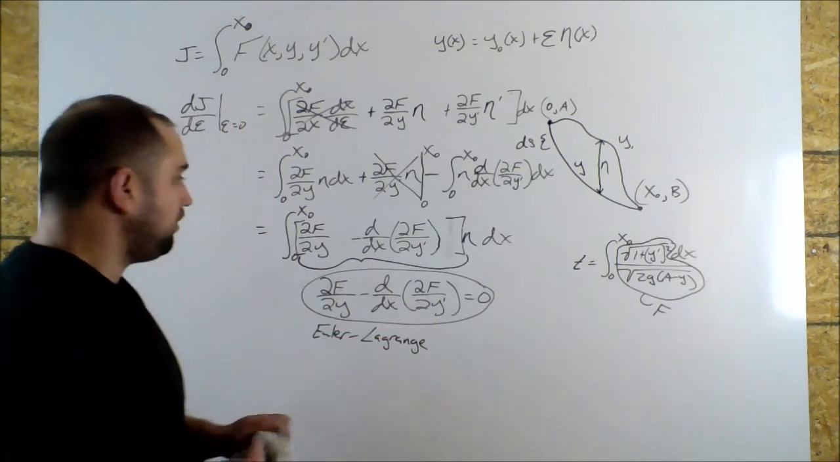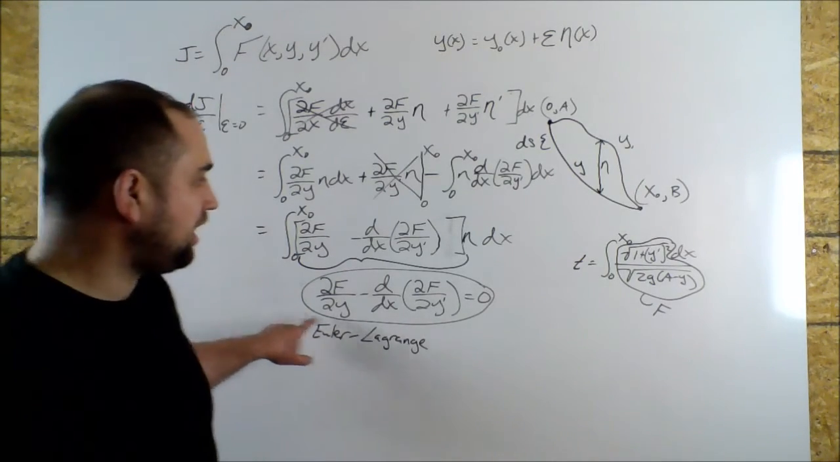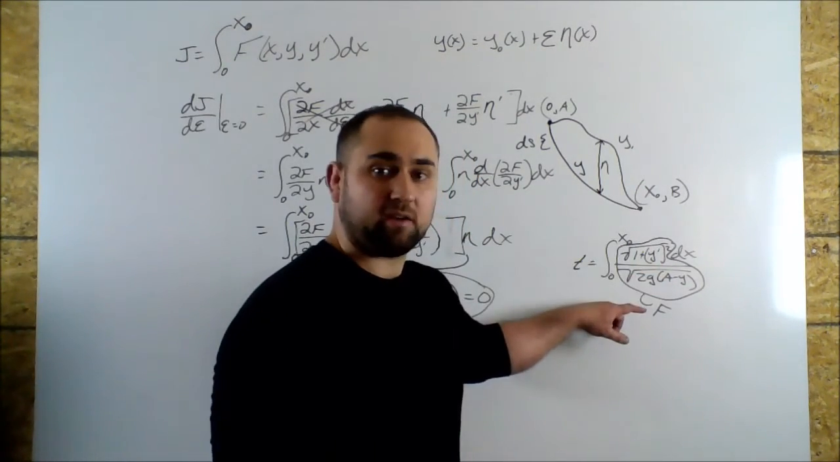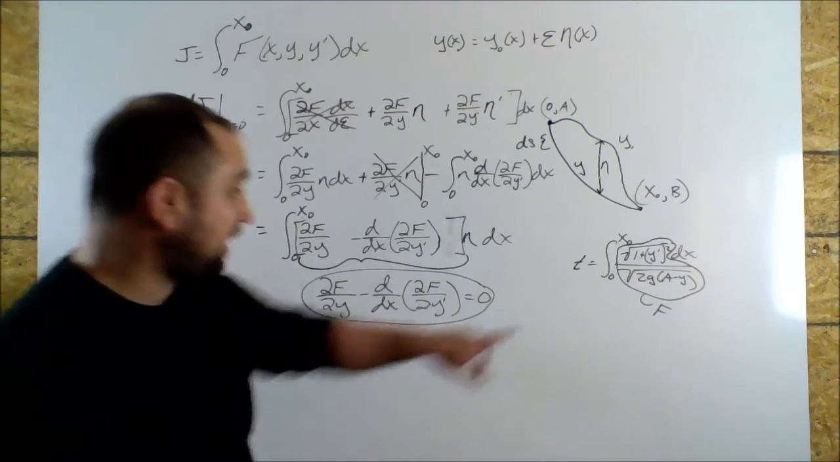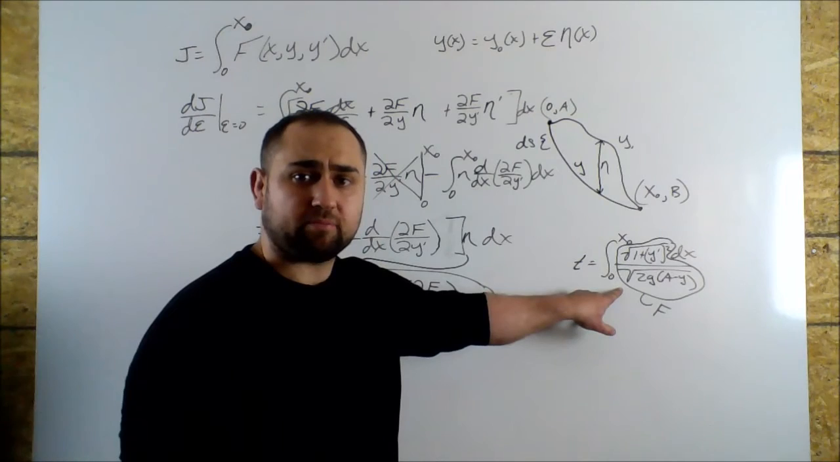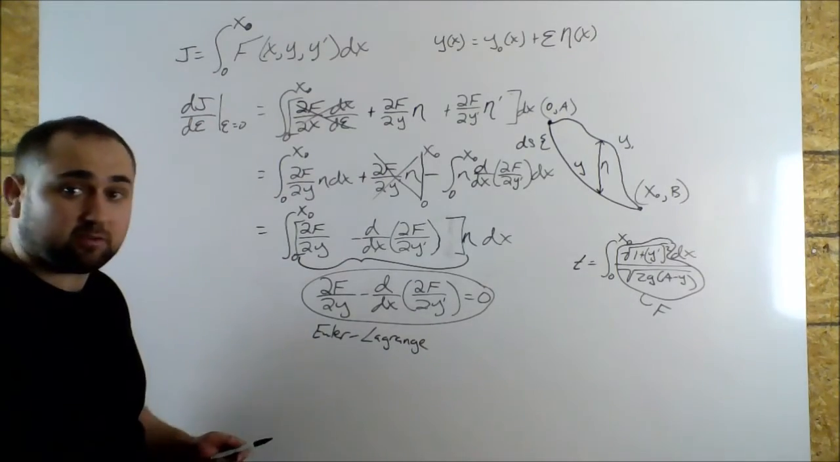Now, this is actually fairly complicated to apply to this type of integrand. There's an easier process for this type of integrand that we can use. And to do that, we have to derive the Beltrami identity. So let's go ahead and do that.